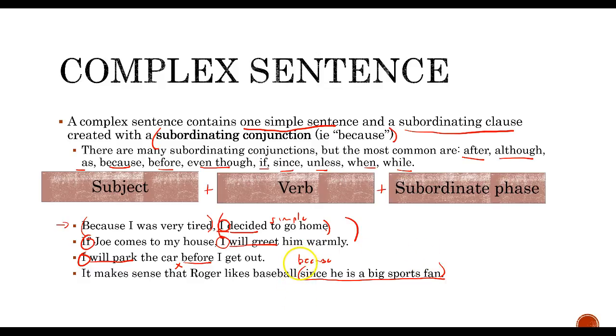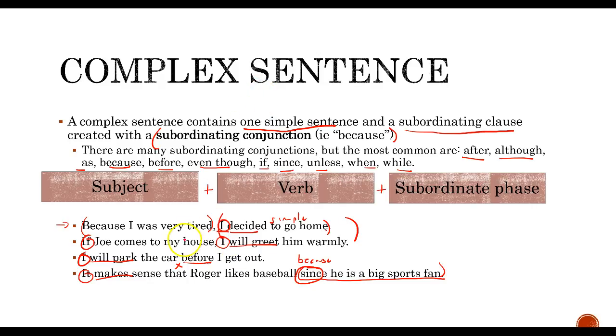before the because. So again, here, subject, it, verb, makes sense that Roger likes baseball. Subordinating word, since he's a big sports fan. He is a big sports fan would be a complete idea, but since we have the subordinating word since, it turns it into a subordinate idea. So that's the idea of the complex sentence.